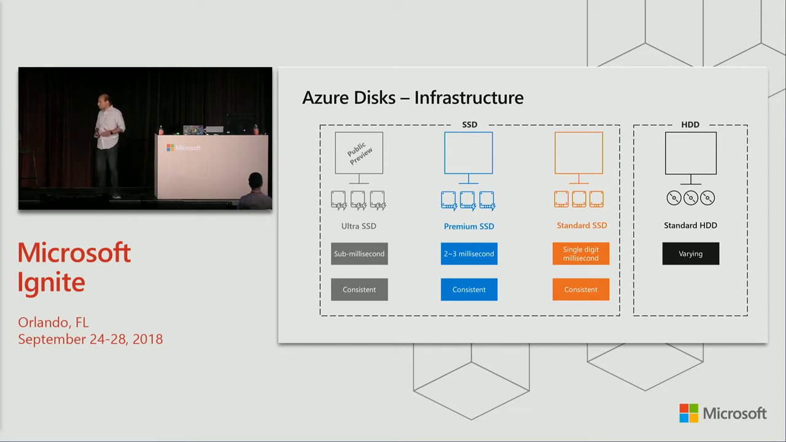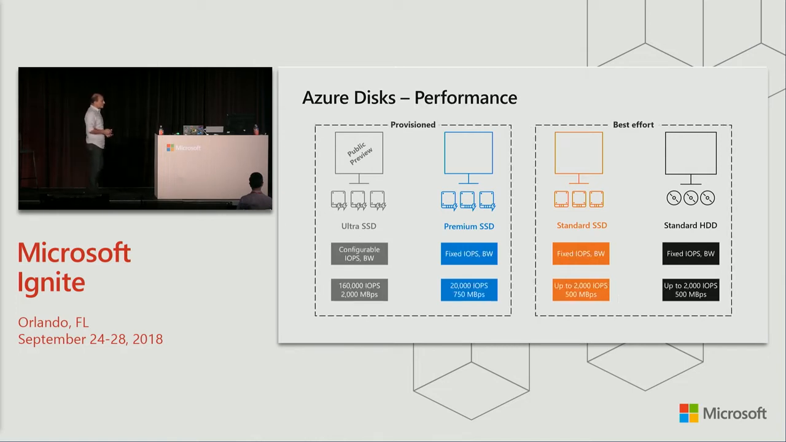As Michael talked about, ultra SSDs come with consistent latencies under a millisecond. Premium SSDs have a couple of milliseconds of average latencies, and for standard SSD, the latency will be a little bit higher than premium, but it's still going to be single-digit millisecond consistently on average.